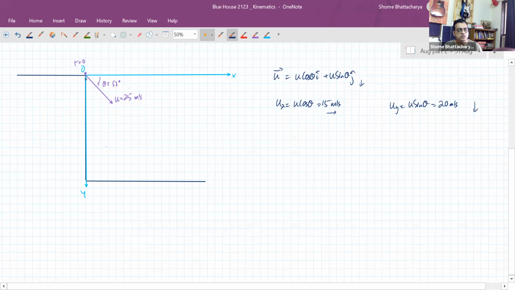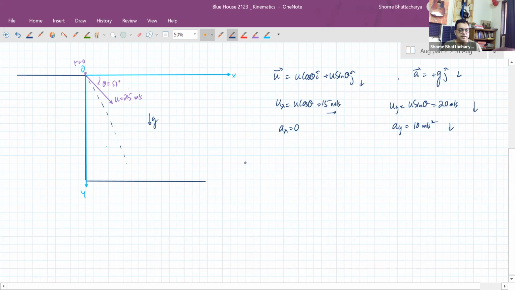Okay. Then, of course, as it falls, it throughout has an acceleration g downwards. So the acceleration vector will be written as plus g j cap because it's downwards. So the acceleration's x component is 0. The acceleration's y component is 10 meters per second square downwards.